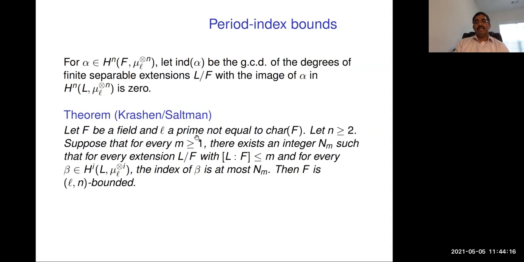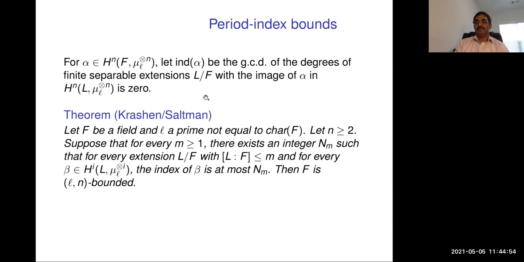Let F be a field and l a prime not equal to the characteristic of F, and let n be greater than or equal to 2. Suppose that for every m greater than or equal to 1, there exists an integer n_m such that for every finite extension with degree less than or equal to m, and for every element beta in H^n of the extension, the index of beta is at most n_m. So it's not only for F, it's for finite extensions. Also it's bounded, but this bound depends on the degree of the extension. Then F is l-n bounded. So if you know that the indices are bounded, then we can show that it is l-n bounded.